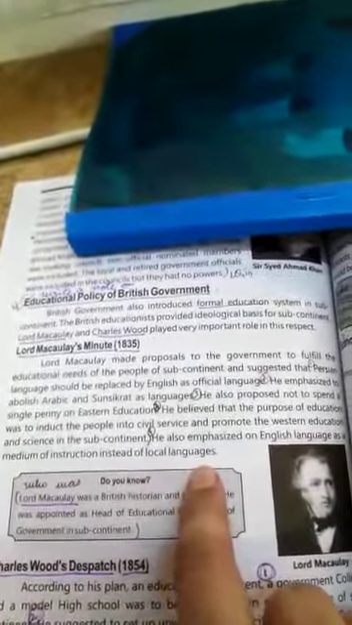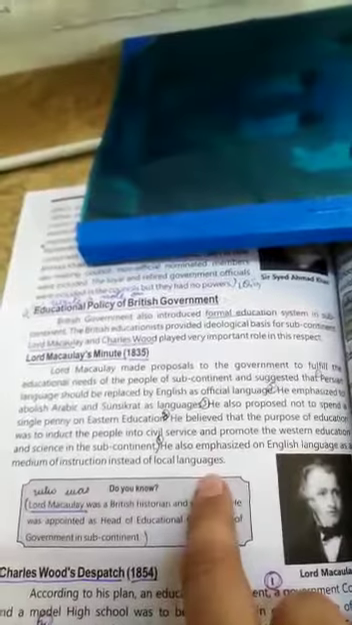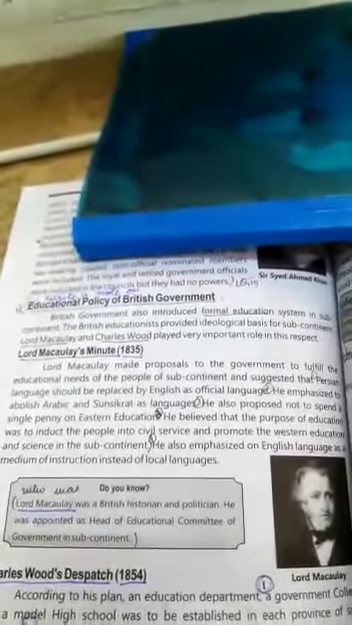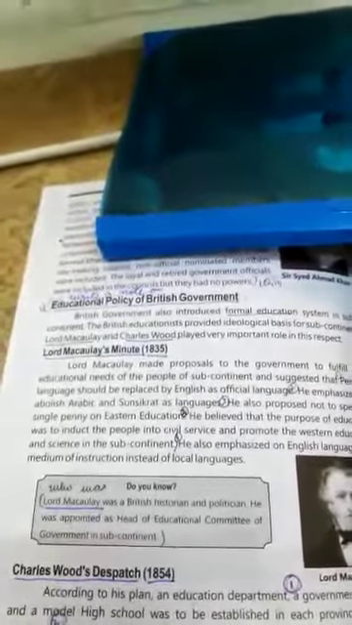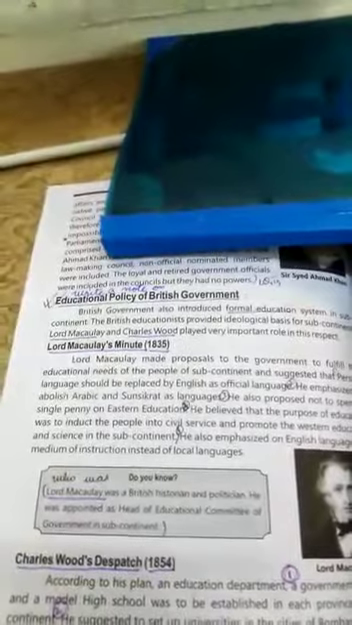As I told you, the local languages were Persian, Arabic and Sanskrit. So he emphasized teaching the children and giving instructions only and only in the English language as the medium of instruction instead of the local languages.